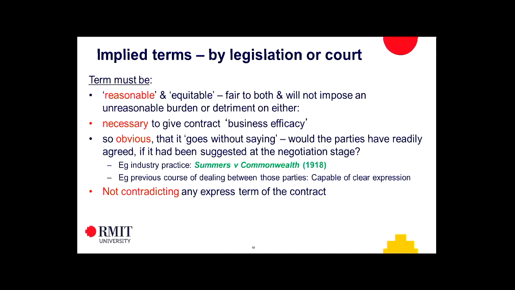So implied terms will only be put in there if they're reasonable and equitable. So they have to be fair to both parties, and they cannot impose an unreasonable burden or detriment on either party. This is a barrier to it, so they don't really just put them in. It has to be necessary to give the contract business efficacy or the ability to operate, and it must be so obvious that it goes without saying.